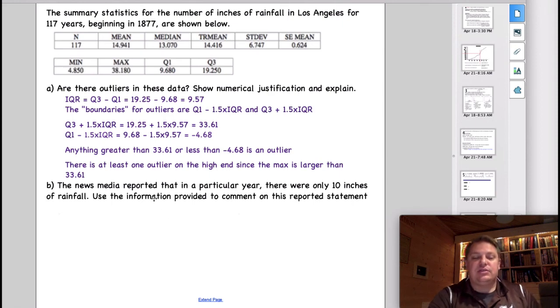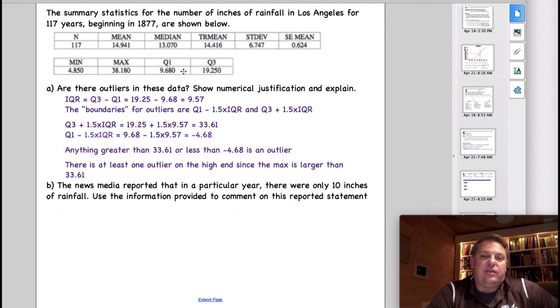Another thing that they'll do from time to time, and it actually throws people off, it's not a hard question, but they'll just ask you something like this. The news media reported that in a particular year, there were only 10 inches of rainfall. Use the information provided to comment on this reported statement. They're not necessarily looking for any specific answer. They just want you to comment. Look at these values, and what kinds of things could you say about a data point of 10?